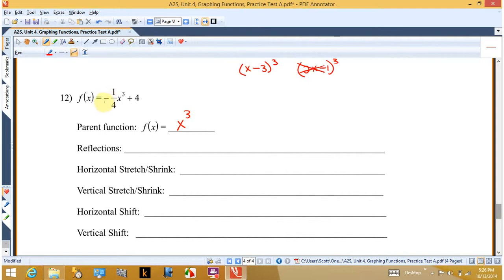Reflection, yeah, see that negative? That means it's reflected, and it's going to drop across the x-axis, so it's reflected across the x-axis. We already said we didn't do any horizontal stretches or shrinks. Those would be the multipliers by the x like I showed you. A vertical stretch or shrink, yes, that's this 1/4. So it's actually shrunk. Horizontal shift, that's how it's shifted left to right. We already said that would have to be in parentheses, so there isn't any. The vertical shift is up and down. That would be the k value, so this would be going up.